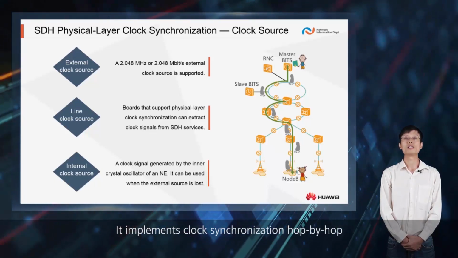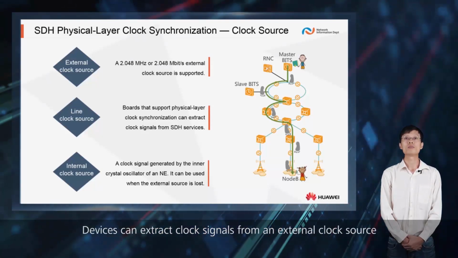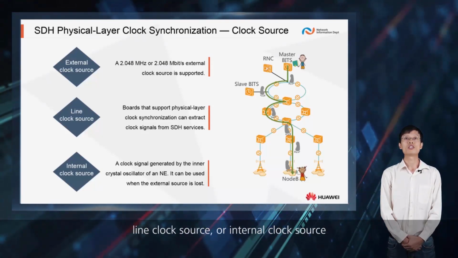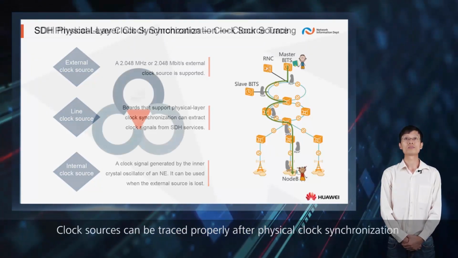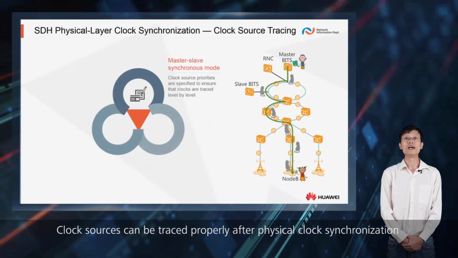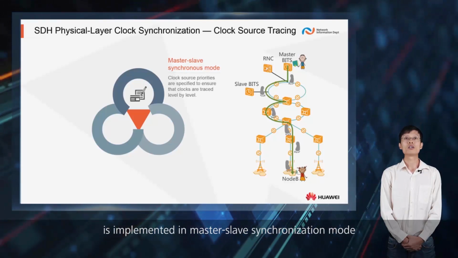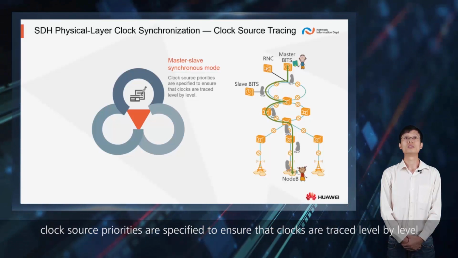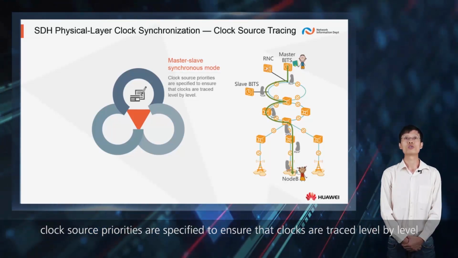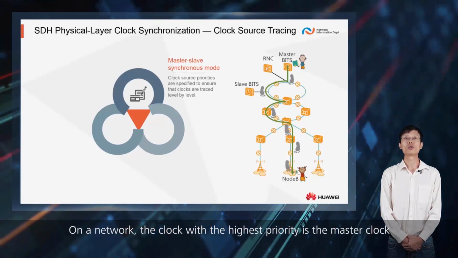It implements clock synchronization hop by hop. Devices can extract clock signals from an external clock source, line clock source, or internal clock source. Clock sources can be traced properly after physical clock synchronization is implemented in master-slave synchronization mode. In this mode, clock source priorities are specified to ensure that clocks are traced level by level. On a network, the clock with the highest priority is the master clock.